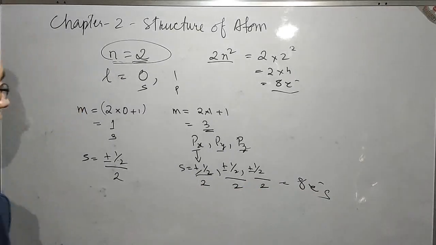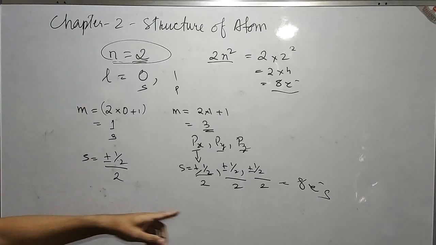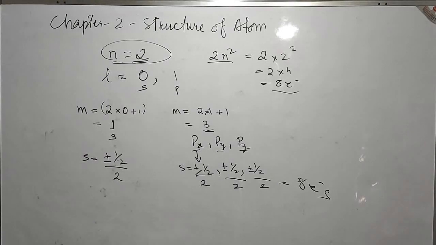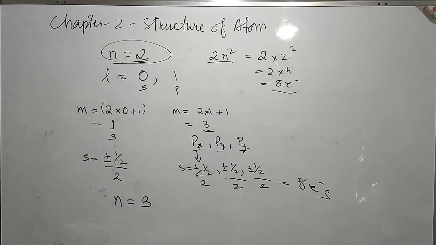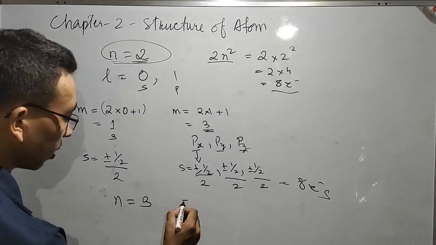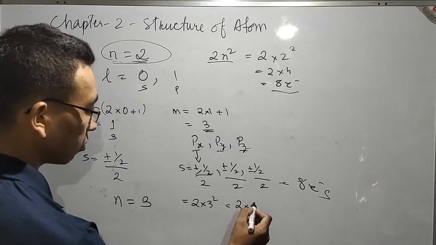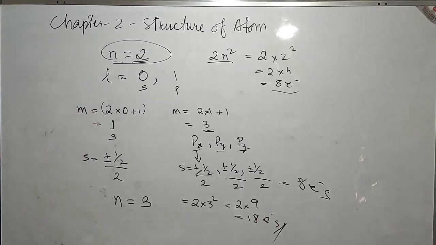So the total number of electrons that can be accommodated in the second shell is 8, and by the formula also we got 8 electrons. Now the next one, I'll give you a problem, you try it for n equal to 3. By the formula, the total number of electrons will be equal to 2 into 3 square, which is 2 into 9, equal to 18 electrons. It should come. So you try it out.